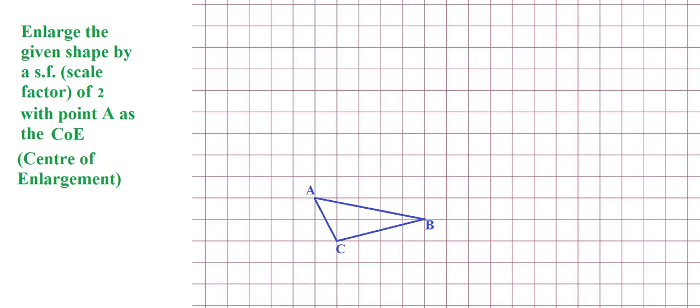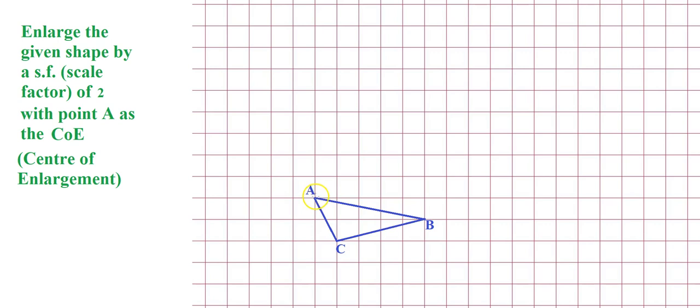Enlarge the given shape by a scale factor of 2 with point A as the center of enlargement. So this is worded quite interestingly. I have to assume that point A, which is here, is the center of enlargement. So for this particular problem, the center of enlargement is not an extra point in the diagram. But again, it doesn't really matter where the center of enlargement is, you just count from there.